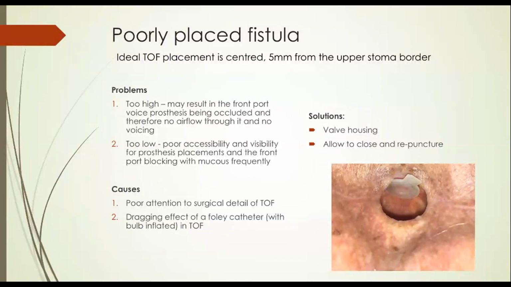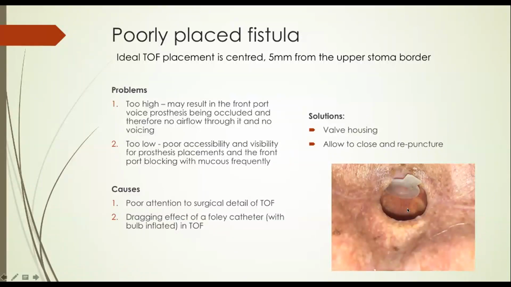So some of the causes: poor attention to surgical detail. So again, take note when you are creating those tufts so that we don't have ones that are quite high up. And then the other cause is the dragging effect of a Foley's catheter. Where we weren't doing primary placement, using the kit, we were placing Foley's catheters after the TOF was made. And the Foley's catheter with the bulb inflated just has that dragging effect where it then pulls down the TOF. And if it's low, it's just very difficult for us to work through.